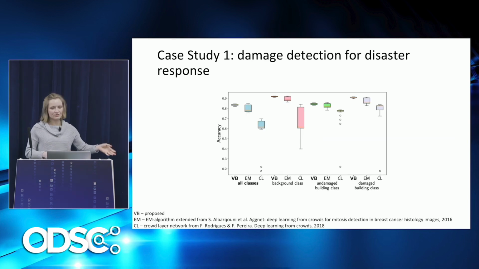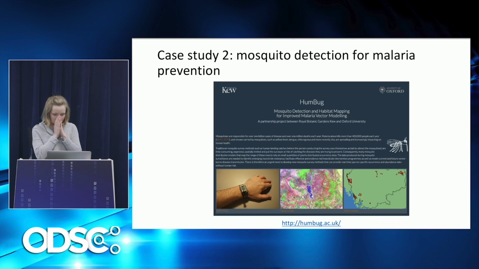And so it's just results. We've shown that, of course, our algorithm is the best, and you can see that it's quite consistent among the different cross-validation runs. The second case study is mosquito detection for malaria prevention.